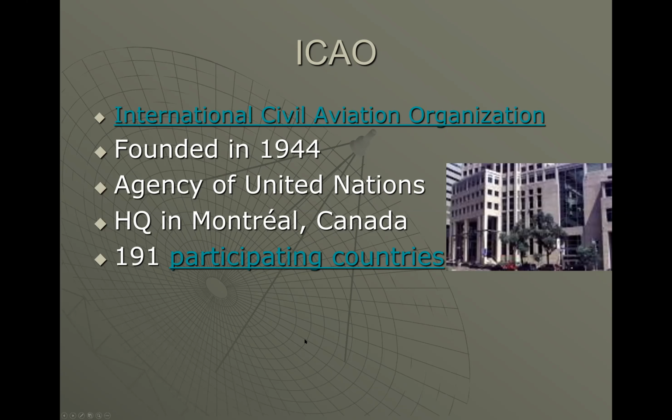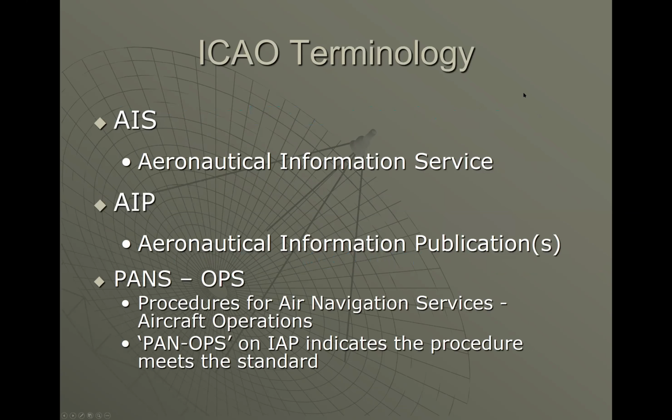We now have almost 200 participating countries. There's a link there in case you want to take a look. The headquarters is still in Montreal. And there's a few different terminologies. You have AIS, or Aeronautical Information Service, and AIPs, Aeronautical Information Publications. And then PANS Ops is your procedures for air navigation services. This is just like your FAA.gov for international. If you actually go look up PANS Ops and go to the source document, just like FAA.gov, it looks eerily similar.